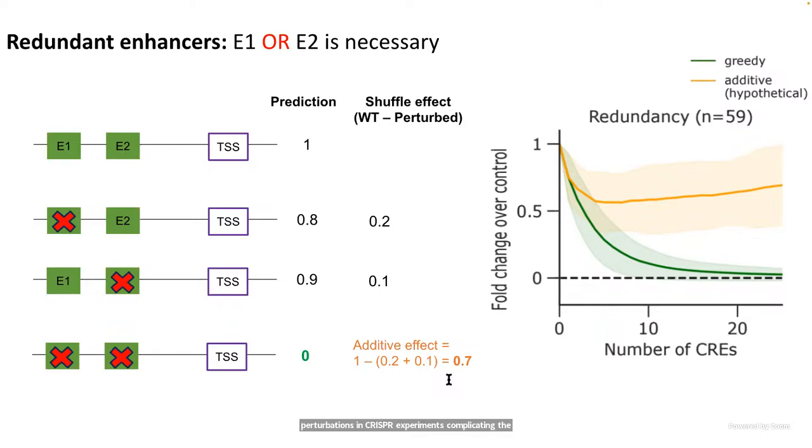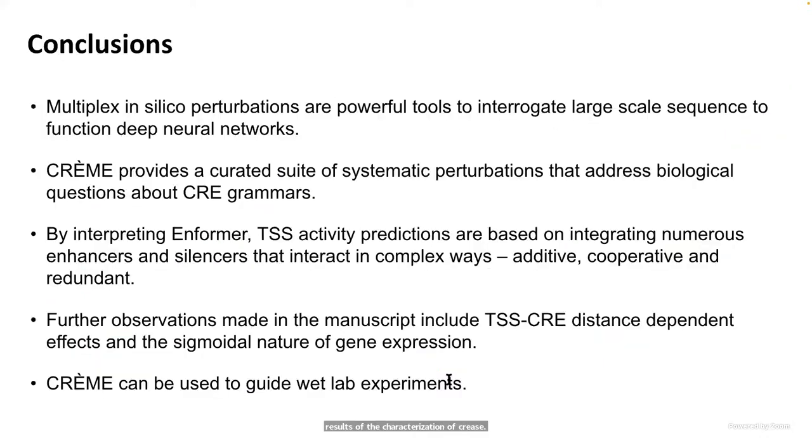Okay, and with that, I wanted to essentially conclude saying that the multiplex in silico perturbations are powerful tools to interrogate these large-scale deep neural networks. And CREME is such a tool that provides a suite of different perturbation experiments to try to address different CRE grammar questions. Today, I've talked about how we can interpret Enformer specifically to ask questions about how cooperative, redundant, or additive interactions can lead to a certain prediction. And then further observations that we have made in the paper include TSS-CRE distance dependence effects, as well as the sigmoidal nature of gene expression.